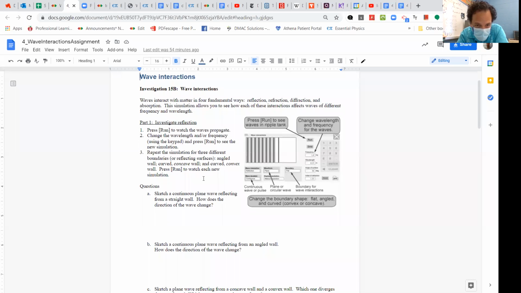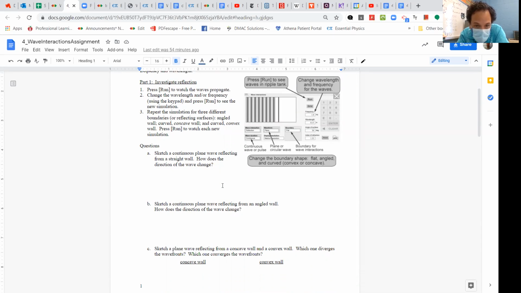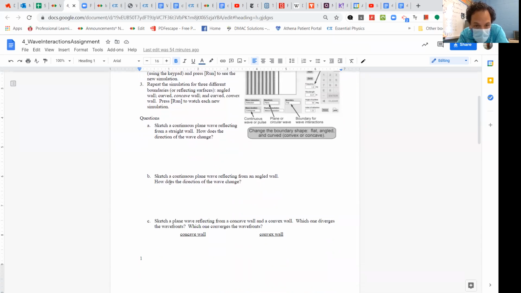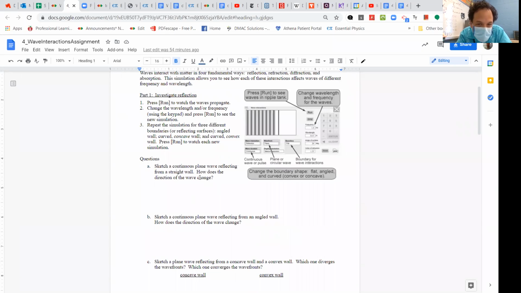Press run to watch each new simulation. Sketch a continuous plane wave reflecting from a straight wall. How does the direction of the wave change? And then B, sketch a continuous plane wave reflecting from an angled wall. Okay, and then we've got concave, convex. So let's do the first one. Sketch a continuous plane wave reflecting from a straight wall. Okay, so we're going to draw reflection. How does the direction of the wave change? Okay, so let's look at this.